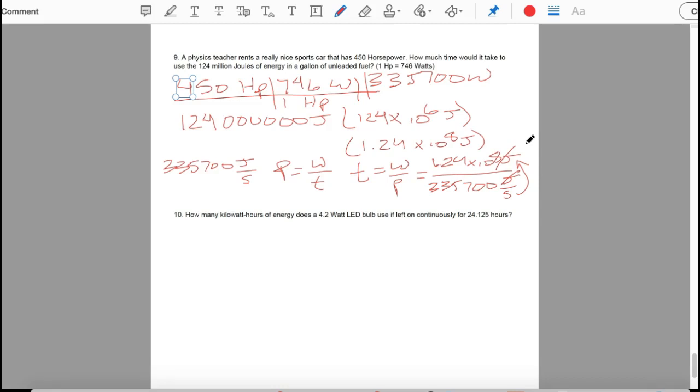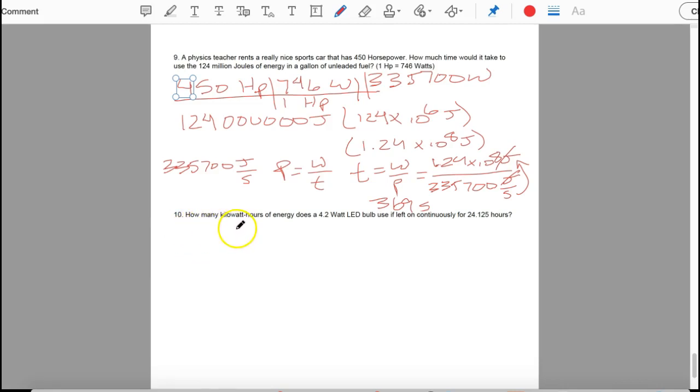1.24 times 10 to the 8th divided by that 335,700. And we end up with 369 seconds, or 369.4 seconds, so 369 seconds. If we want to know how many minutes that would be, 369 seconds divided by 60 would give us 6.15 minutes. So I could drive for about that long. Alrighty, and that means I'm using the entire 450 horsepower, so I must be really moving.